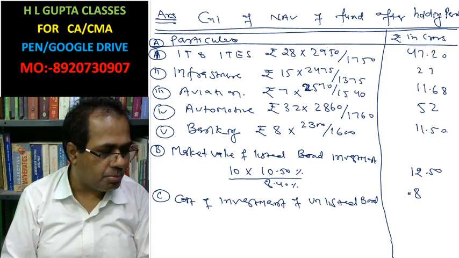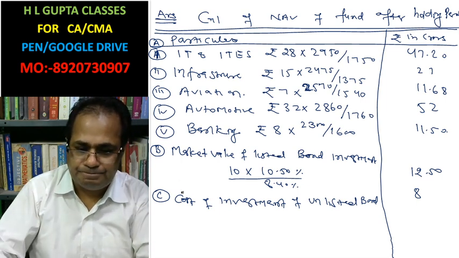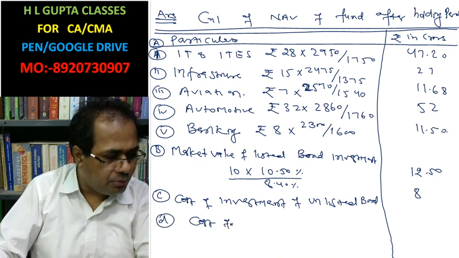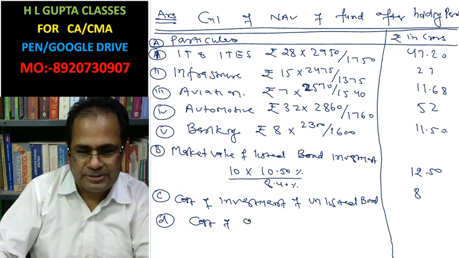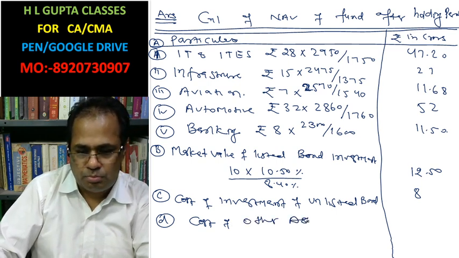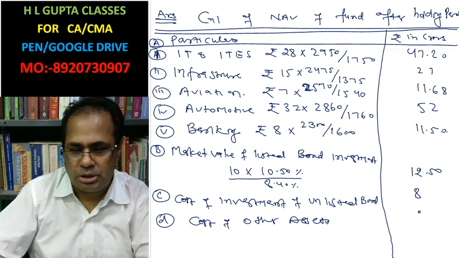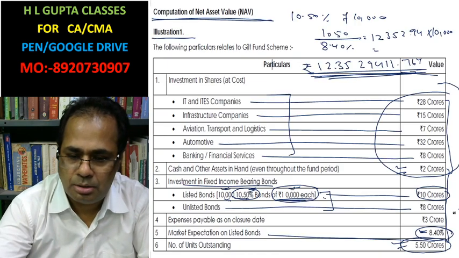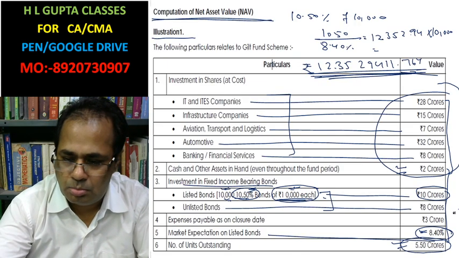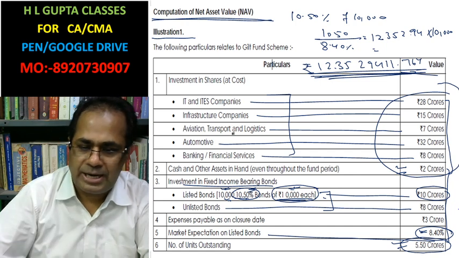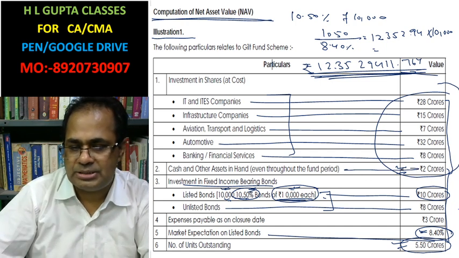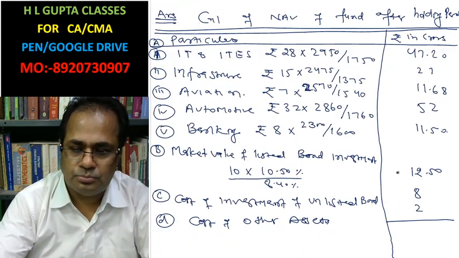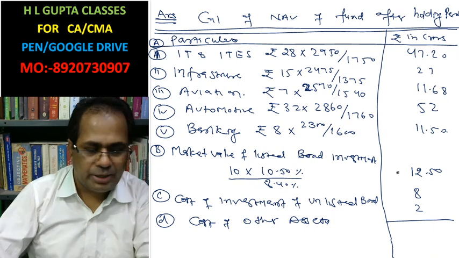Okay. Now, cost of other assets. Other assets are given there. Cost of other assets is 2 crore cash and other assets, this is given. This is arising after investment.